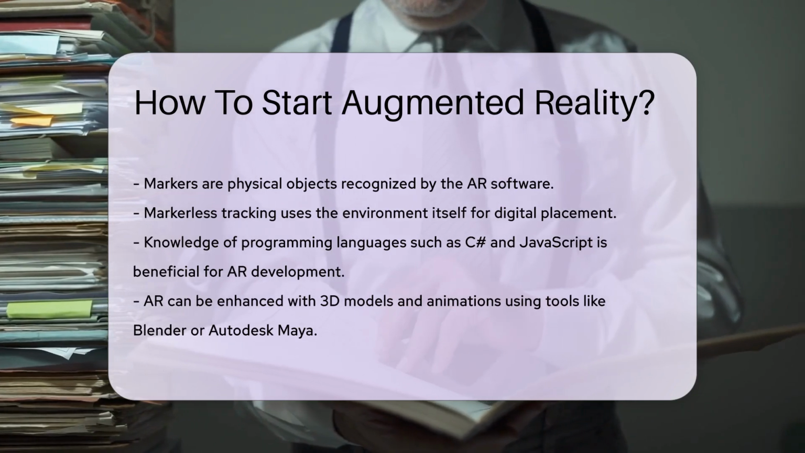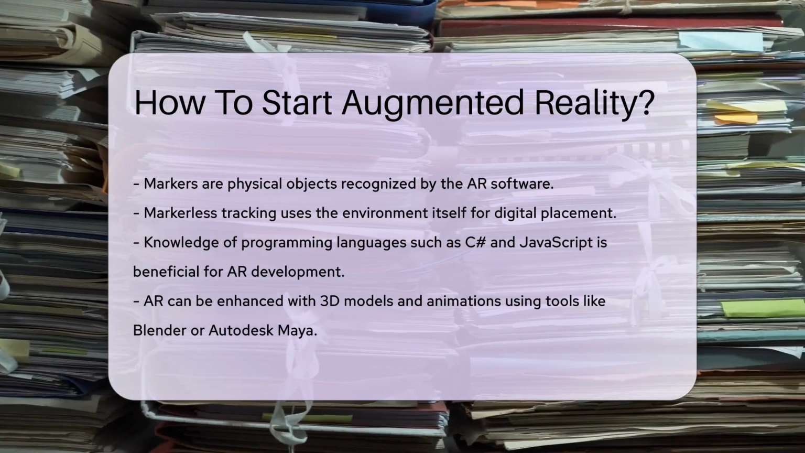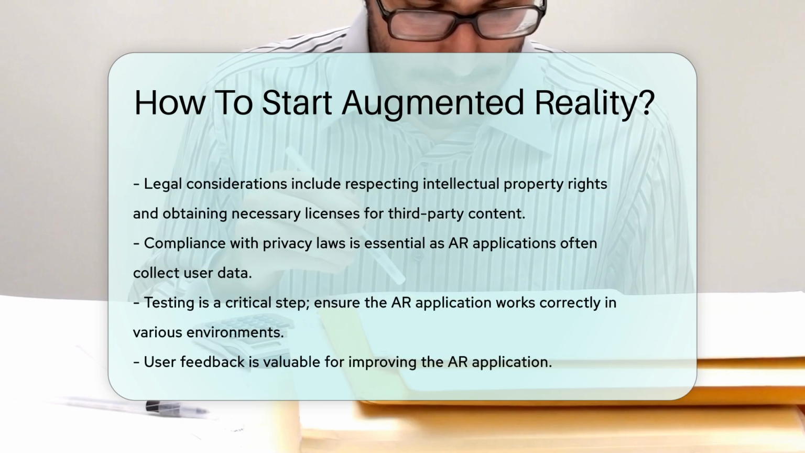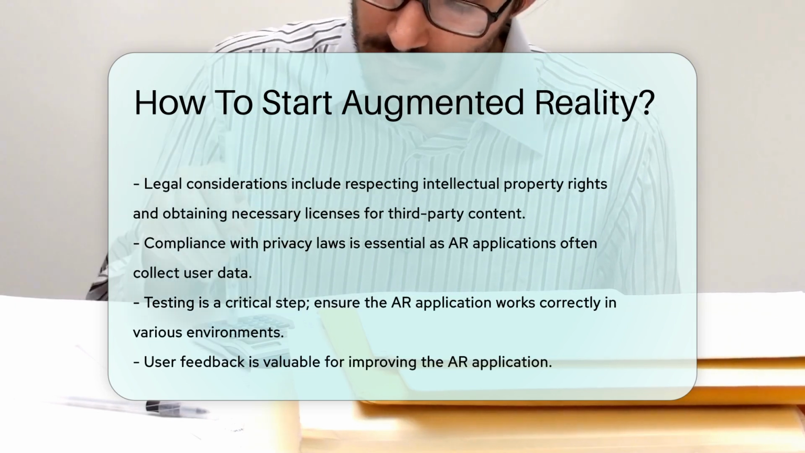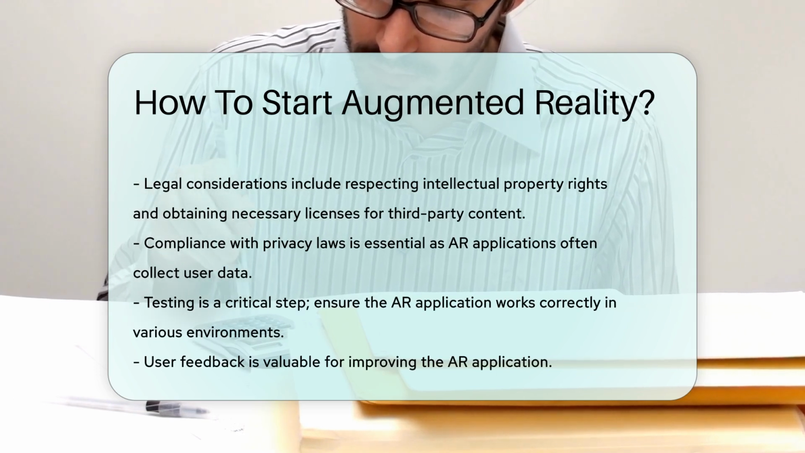Legal considerations are also important in AR development. Intellectual property rights must be respected. Developers should ensure they have the necessary licenses for any third-party content. Privacy laws also come into play. AR applications often collect user data, so compliance with data protection regulations is essential.